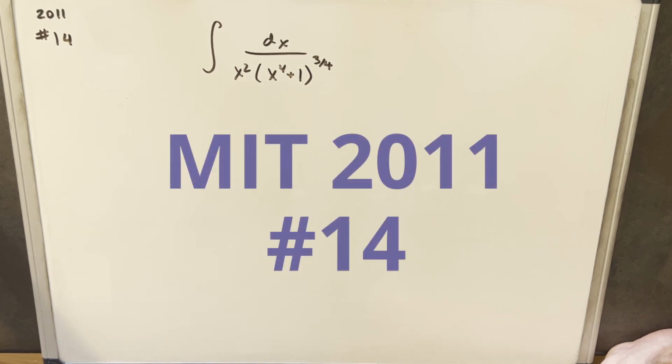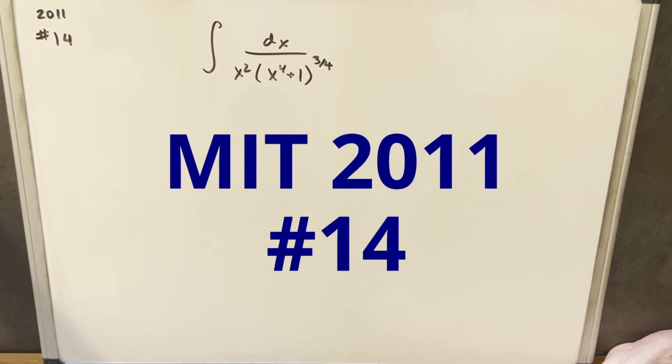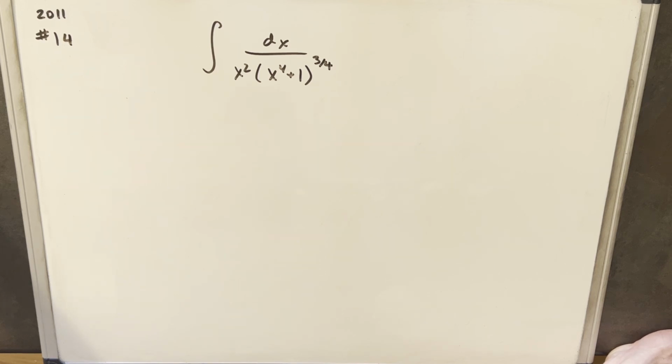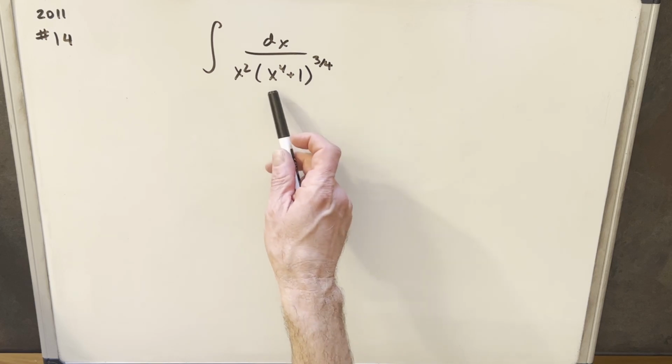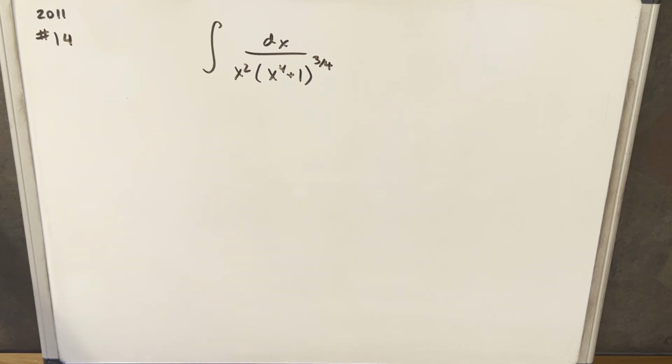Okay, I thought we could try another integral today. We have something here from MIT 2011, problem 14. We have the integral of dx over x squared times (x to the fourth plus 1) to the 3/4. And at first, there seem to be quite a few problems here because we're not that used to dealing with a fourth power, and then we have a 3/4 here.